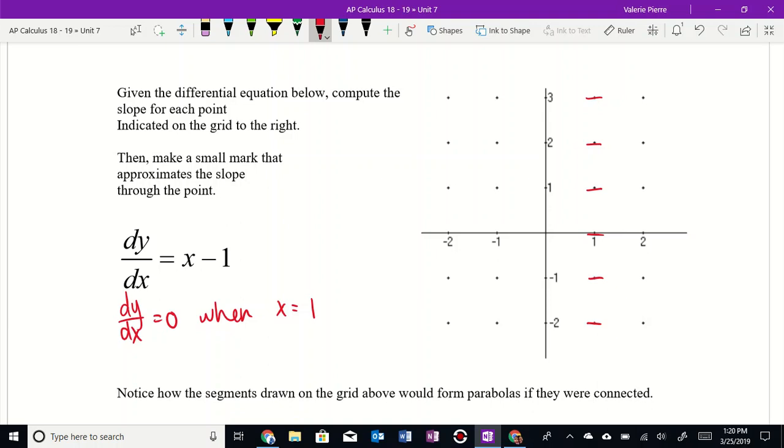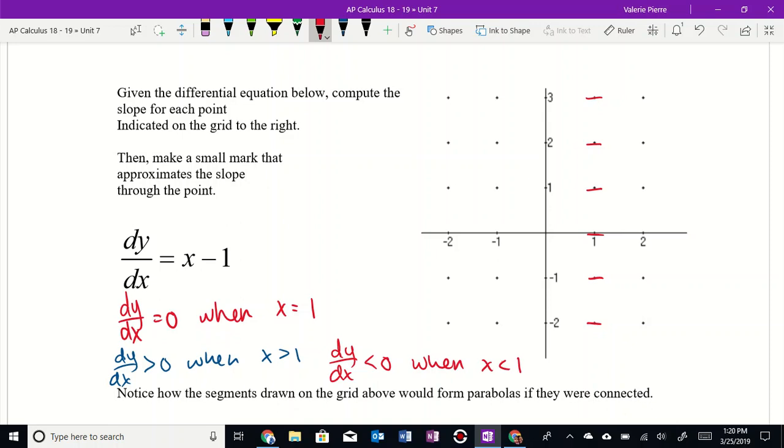We also want to know when our tick marks will be increasing or when our tick marks will be decreasing. So we need to know when the slope will be positive or negative. So dy dx is going to be greater than 0 when x is greater than 1, and dy dx will be less than 0 when x is less than 1.